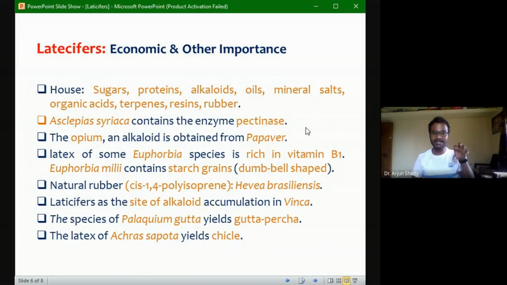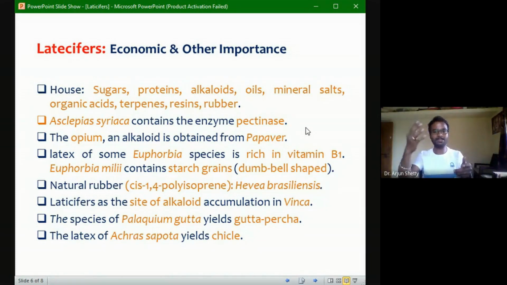Don't get confused: the latex of Nerium contains both primary as well as secondary metabolites. They have sugars and proteins. Apart from that, they may have secondary metabolites like alkaloids, terpenes, steroids, and some other components like oils, mineral salts, organic acids, resins, and rubber. So these are the different components. I'm giving the general information about the components of a laticifer.